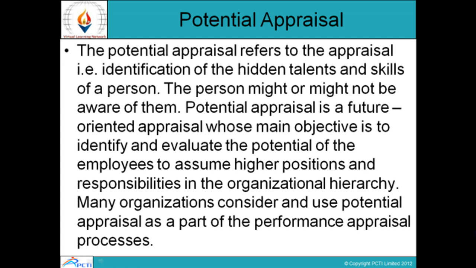Whatever the higher position is, what kind of potential that position requires, and at the same time how we are going to identify and evaluate for that particular position. It is also about the responsibilities, and what specific skills an organization requires for that position. Many organizations use potential appraisal as a part of performance appraisal also. But yes, these two are very different.